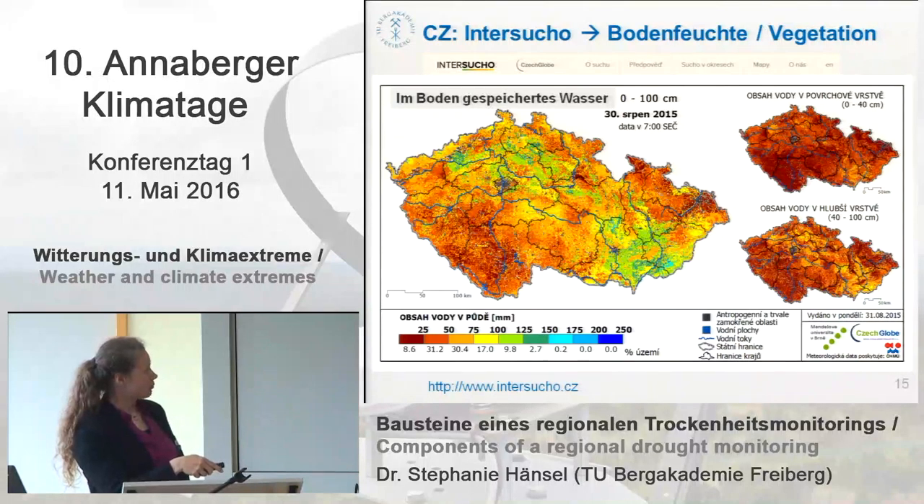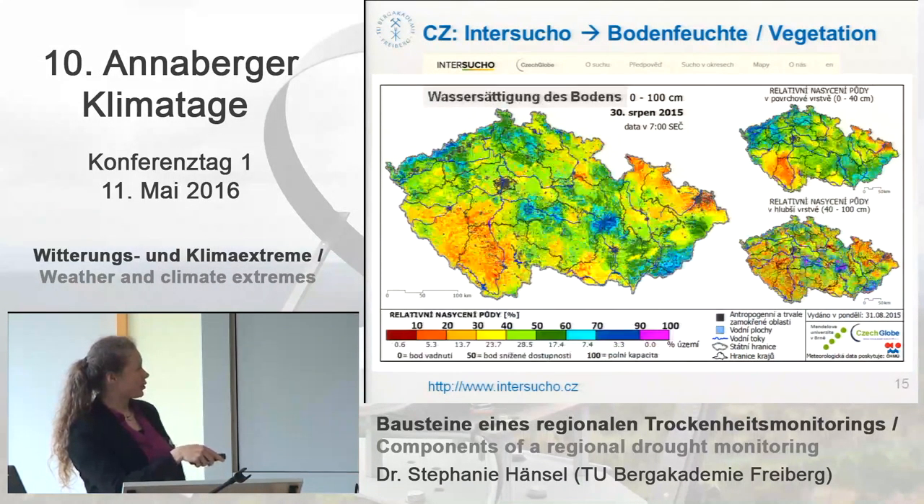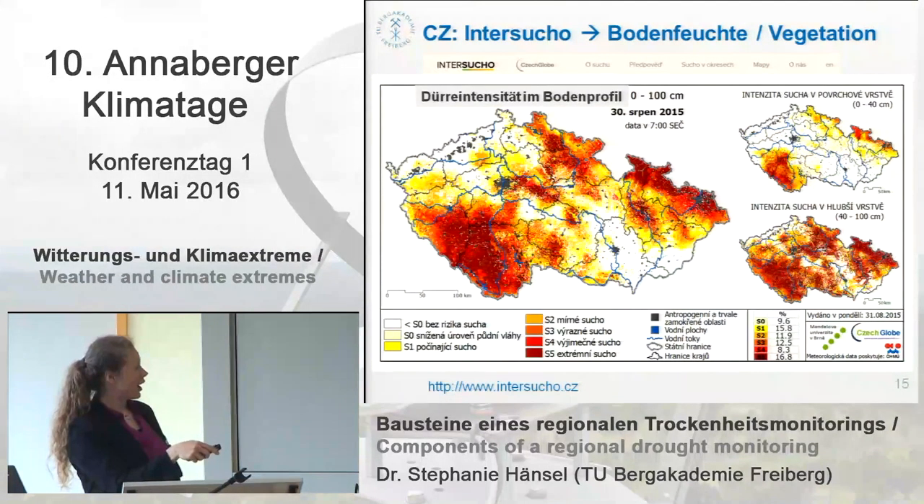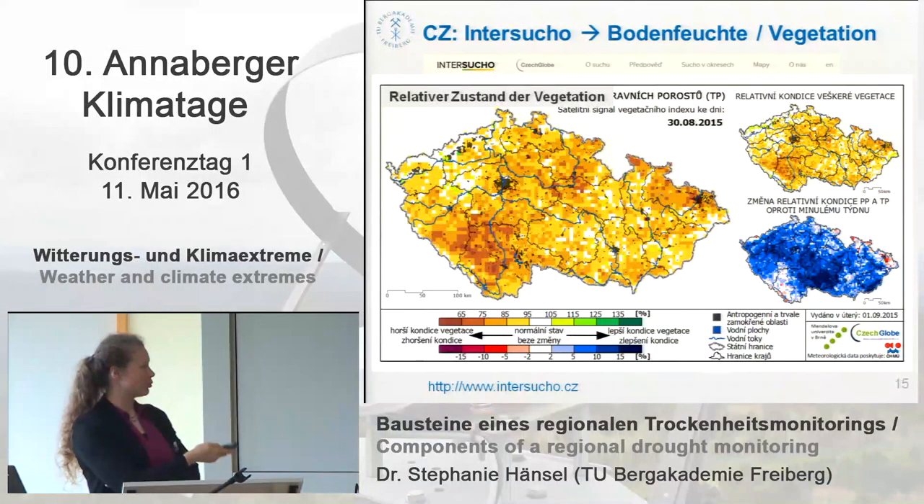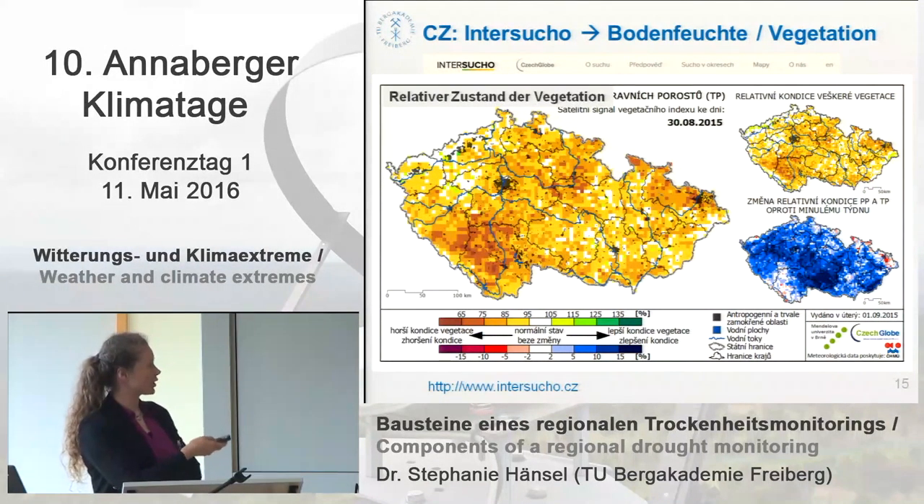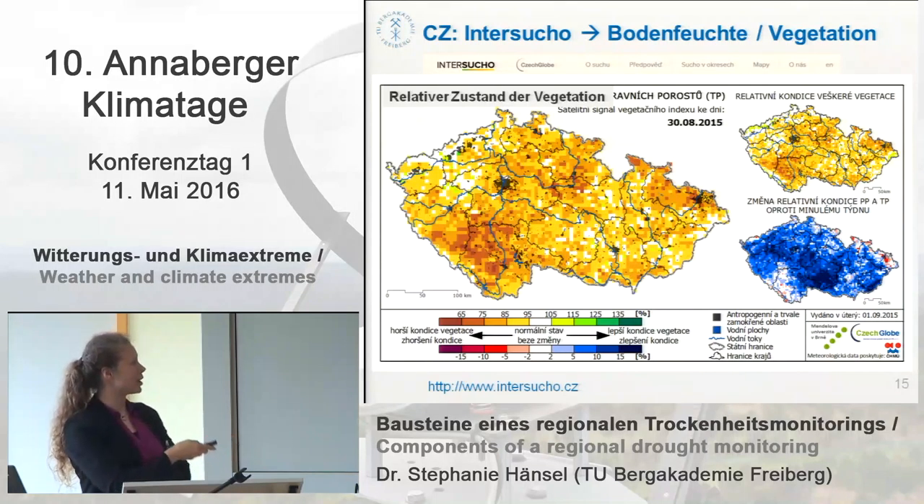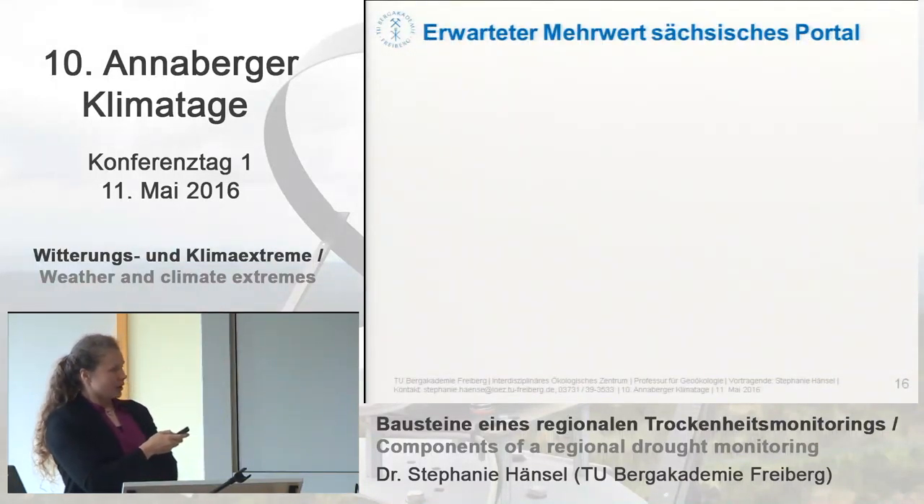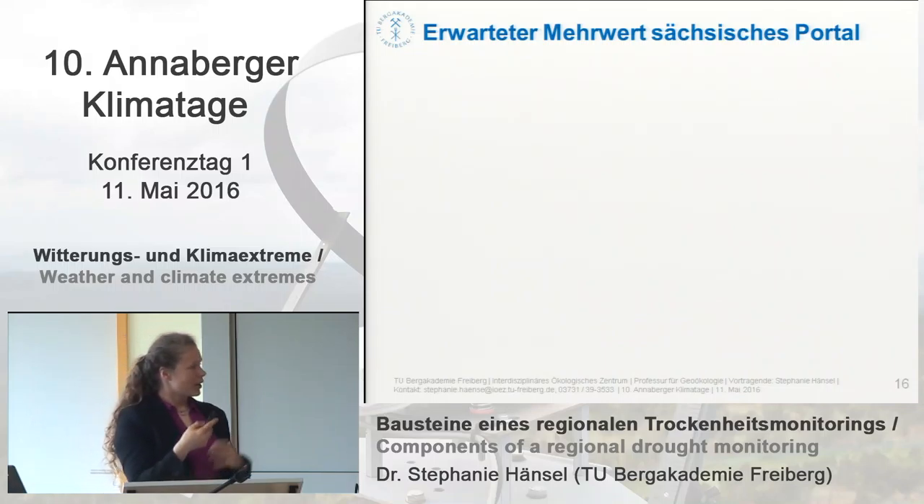Here you have soil moisture vegetation, you have a lot of functionalities. You can look into the water stored in the soil in millimeters. And the drought intensity can be inspected, and classification of the vegetation condition on the basis of satellite data. Blue is the variation from previous week, so that means there was rainfall during the last week, that is why it's a better situation, although general drought remains.